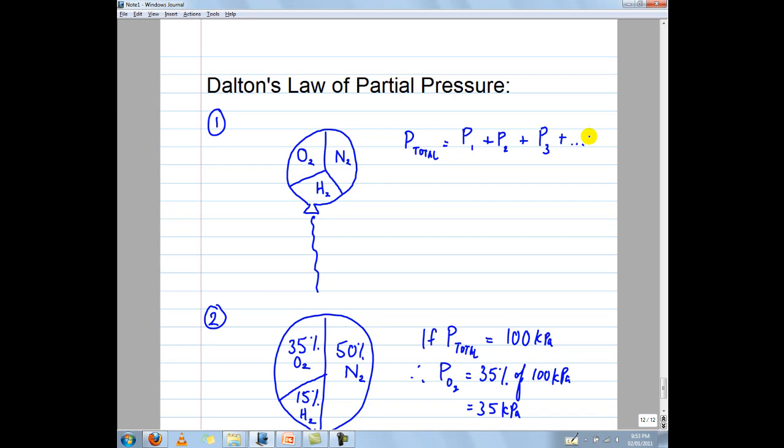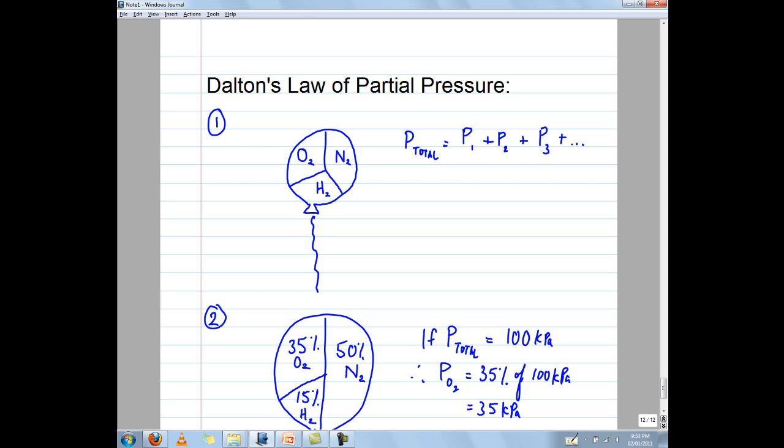This is part 3 in our video tutorial on the gas laws. So in this video clip we'll be looking at Dalton's law of partial pressure, as well as Avogadro's law, and finally the ideal gas law. So let's take a look at Dalton's law of partial pressure.